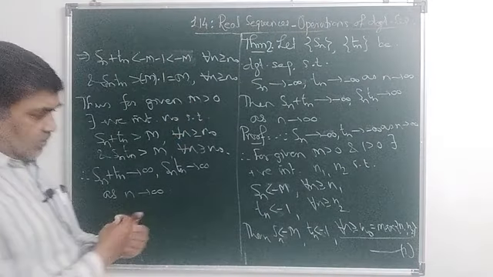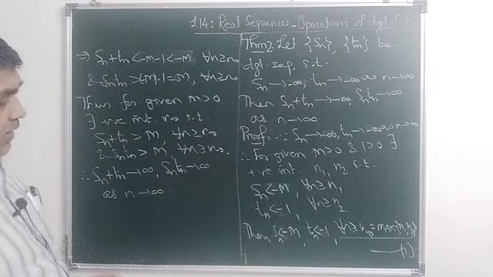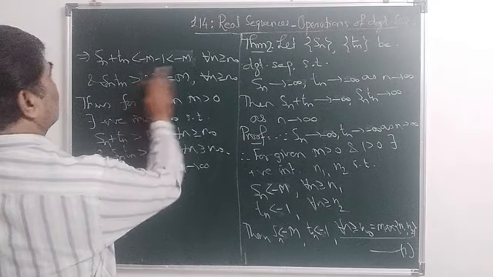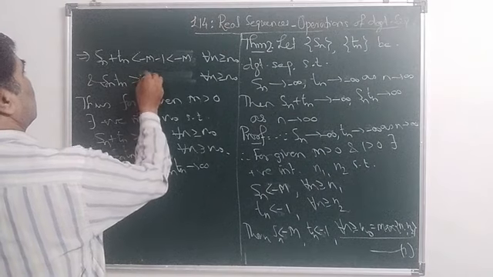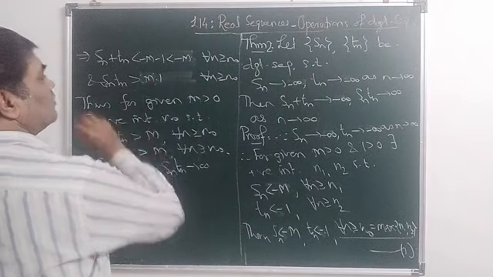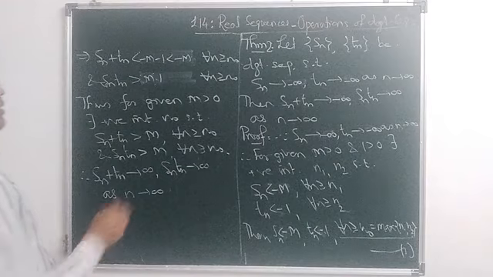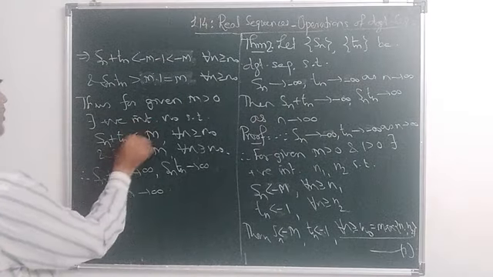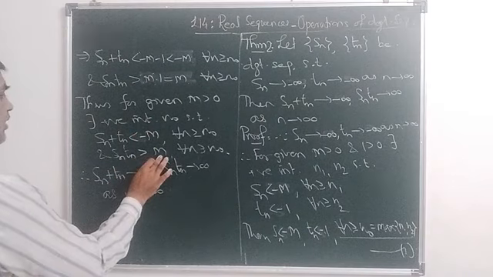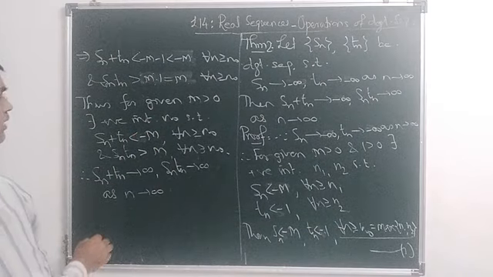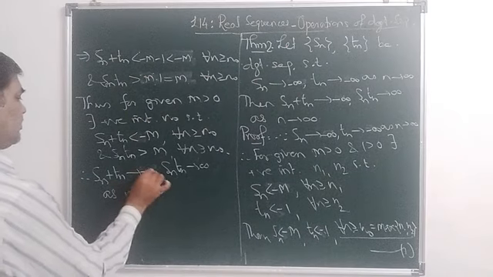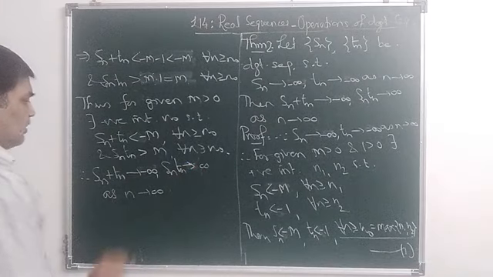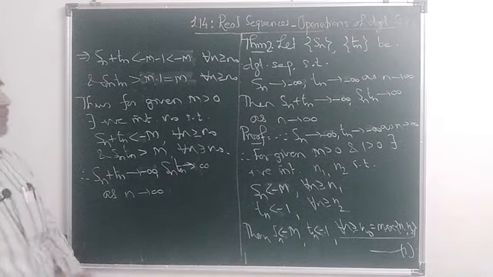So their product must be greater than that: Sn Tn greater than m into 1 for every n greater equal n naught. And therefore, Sn plus Tn less than minus m, Sn into Tn is greater than m for every n greater equal n naught. So this goes to minus infinity and this goes to plus infinity.